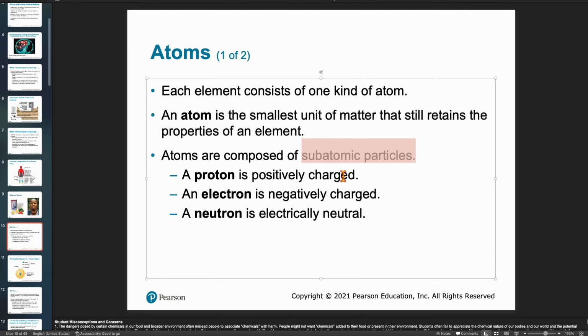And atoms are broken down into these three. Protons are positively charged, electrons are negatively charged, and neutrons are neutral. So one more time, protons are positive, electrons are negative, and neutrons are neutral. Now remember I told you a moment ago in the other slide that protons and neutrons make up the mass. How much does an electron weigh? Nothing. It's zero. So the weight of an electron is zero.